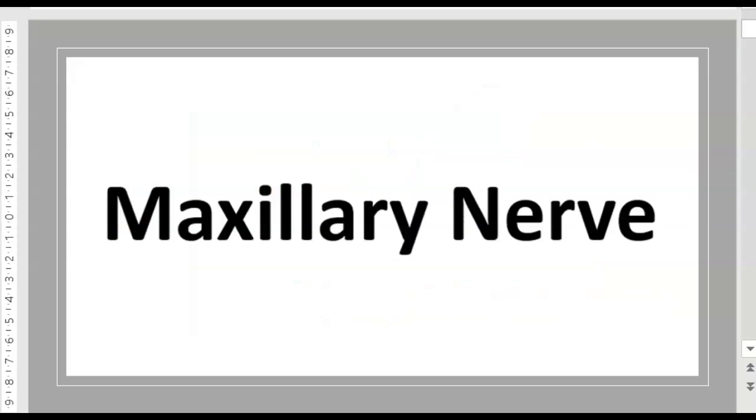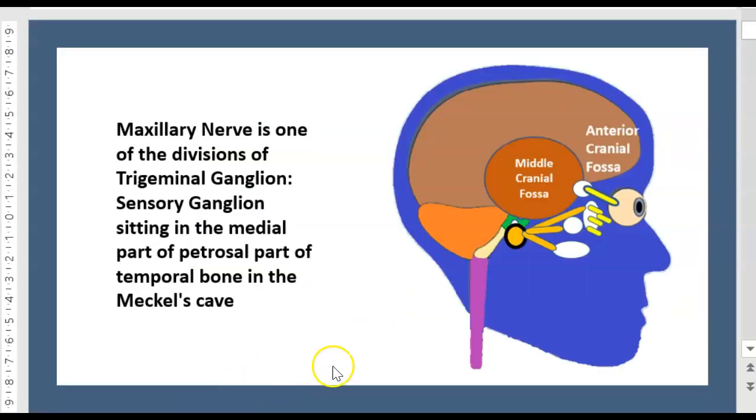Let's start. Today's topic is about the maxillary nerve. What is the maxillary nerve? It is one of the divisions of the trigeminal ganglion. It is sitting in the medial part of the petrosal bone in the Meckel cave.